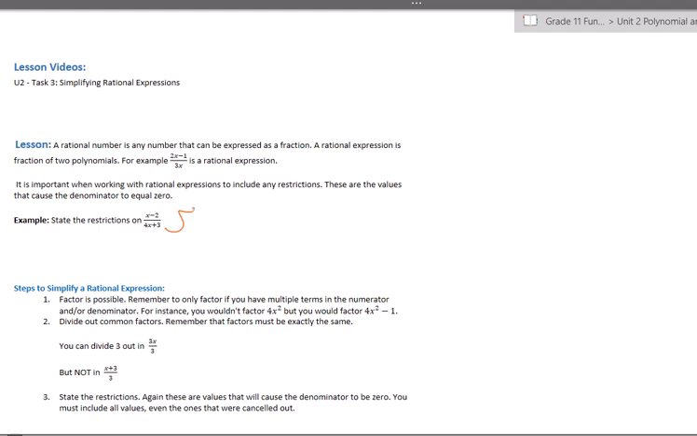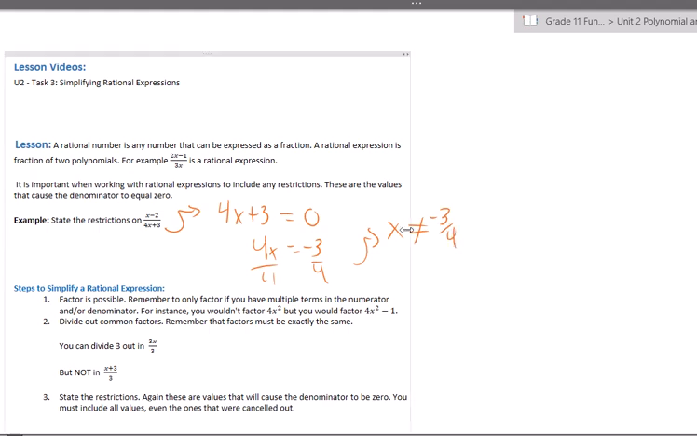So what you do is just take your denominator, in this case 4x plus 3, you set it equal to 0 and you solve for x. So this is going to give us 4x equals negative 3, divided by 4, and that means that x cannot equal negative 3 over 4. If it does equal negative 3 over 4, our denominator will be 0, which is not mathematically allowed.